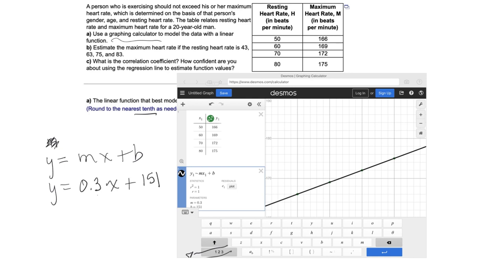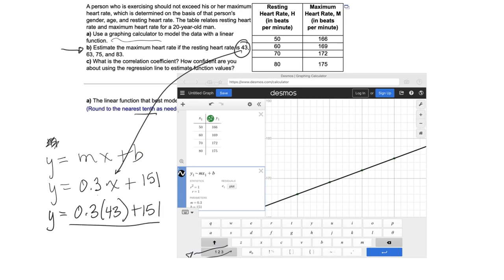So they'll ask you those questions: what's the slope, what's the y-intercept? And then they'll say, estimate the maximum heart rate if your resting heart rate is 43. So then what you can do is on a calculator, plug in the 43 wherever there's an x. Put a 43 there, and then figure this out. That'll tell you what the maximum heart rate is if your resting heart rate is 43.